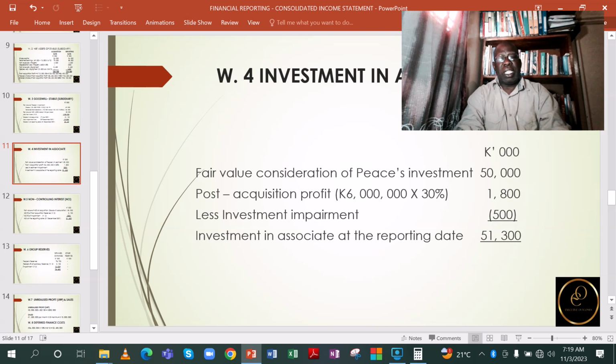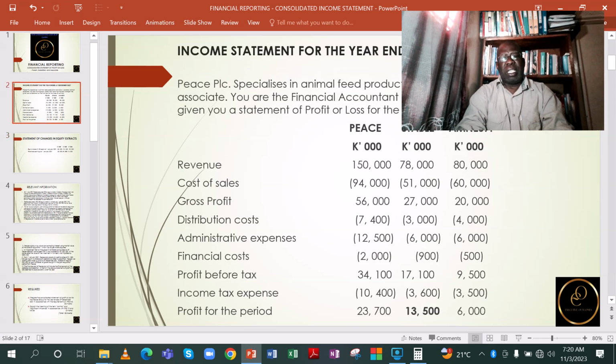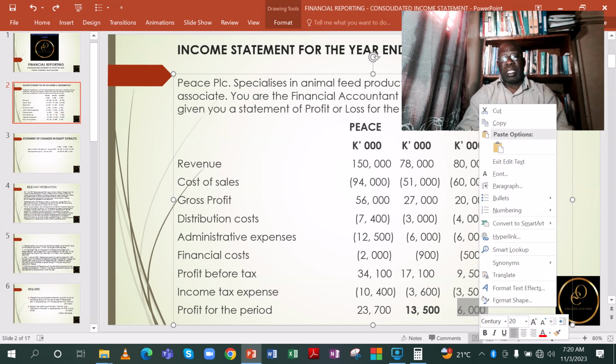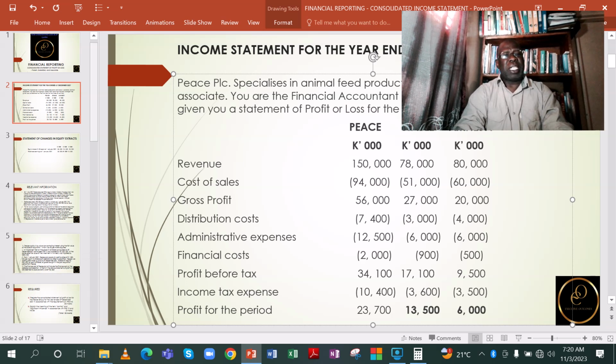Now, this particular company, Amnesty, had made a profit of 6 million. So what do we do in this particular case? Peace can lay a claim on its part of the share. It had 30% interest in there. How do we know that is 30%? We come here.